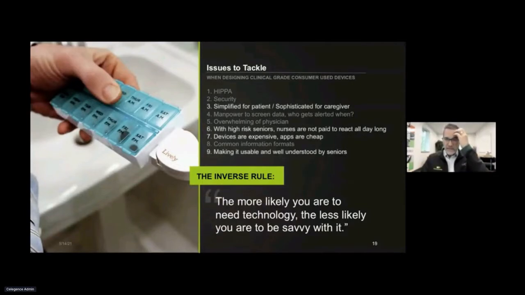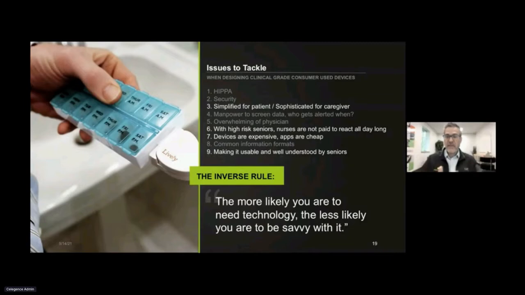And these 4 things are directly related to human factors engineering: making sure our device is simplified enough for the patient, but sophisticated enough that a caregiver is going to get the data that they need out of it. That's something that's going to require some human factors engineering. Also, with high-risk patients, say seniors, for instance, with a lot of comorbidities, nurses aren't paid and around to react all day long. So the system is going to have to react. The patient is going to have to figure some things out themselves. What are their cognitive limitations and capabilities?